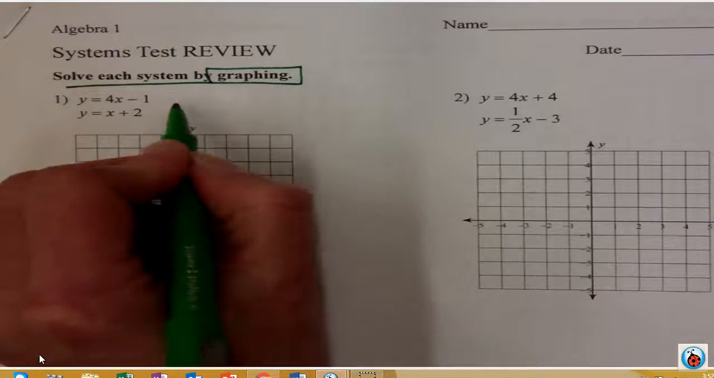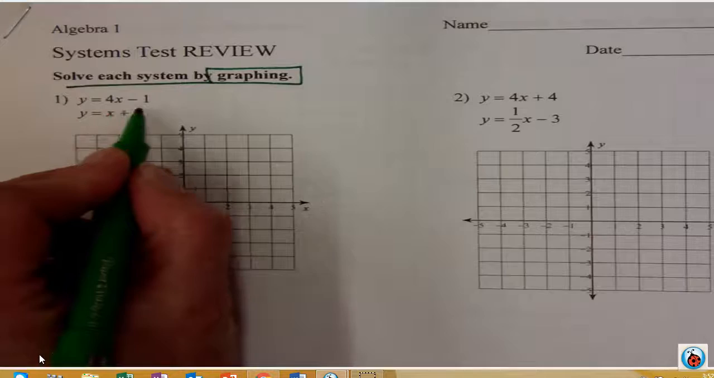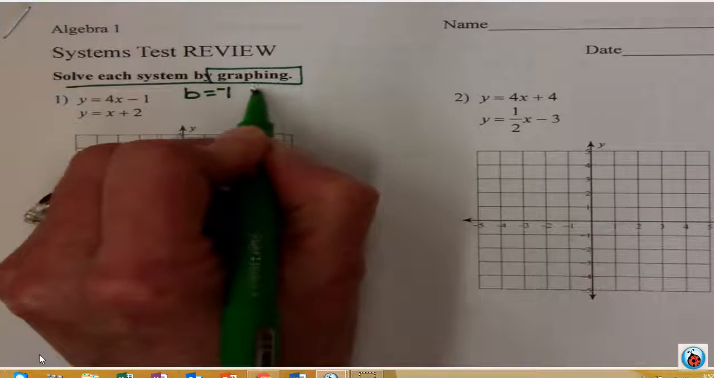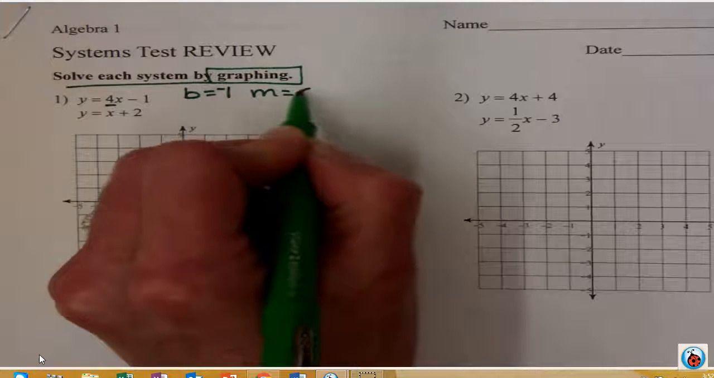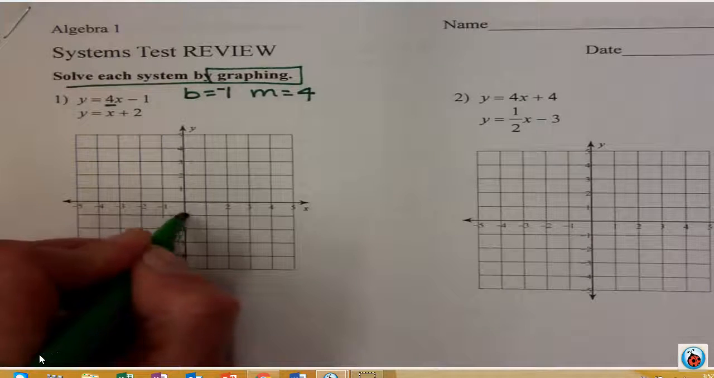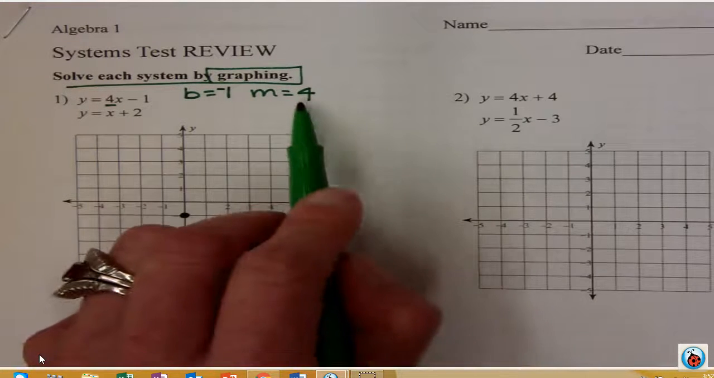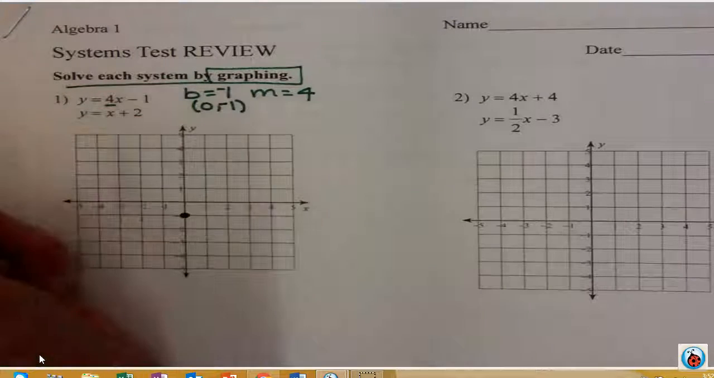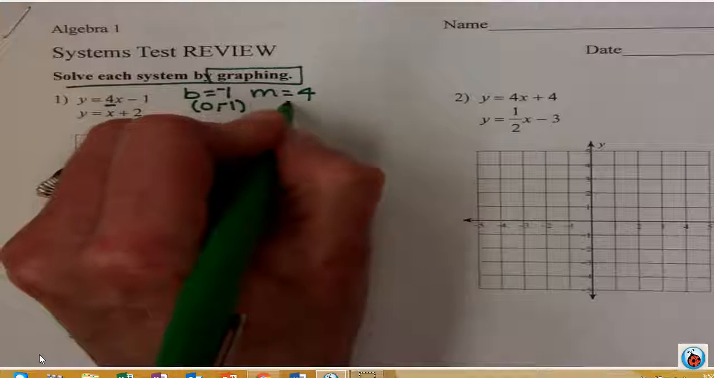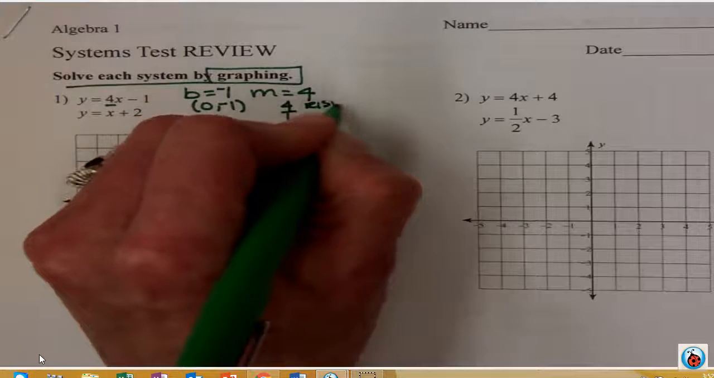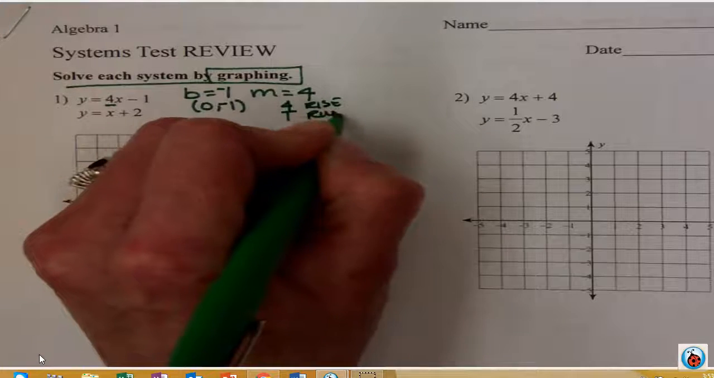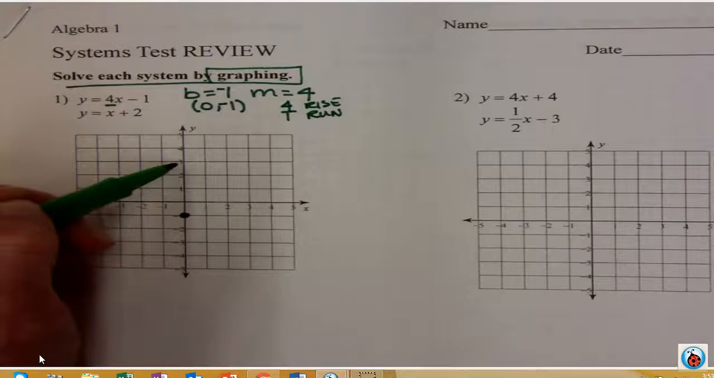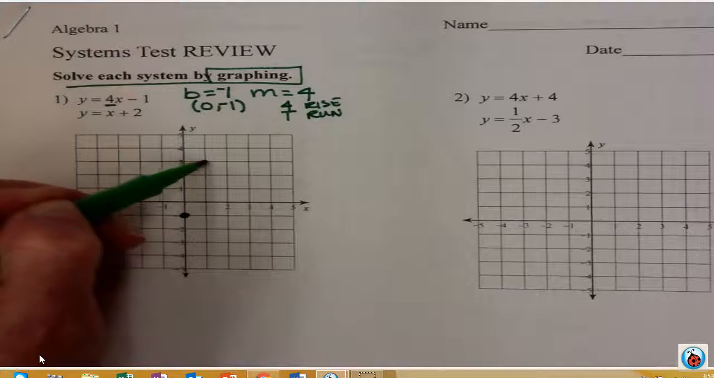So when I look at this, I see that y equals 4x minus 1. My y-intercept is minus 1. My slope is 4. So I'm going to go to minus 1 and plot that point, since when x is 0, y is minus 1. My slope is 4 over 1, so this is my rise and this is my run. I'm going to take this point and move up 1, 2, 3, 4, positive 4, and over 1.